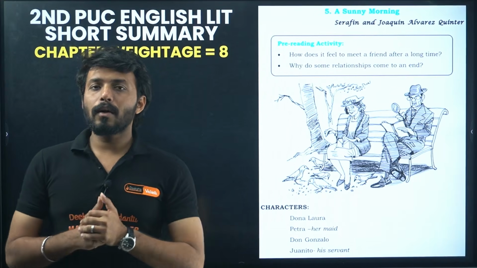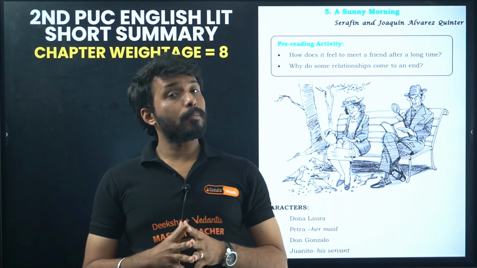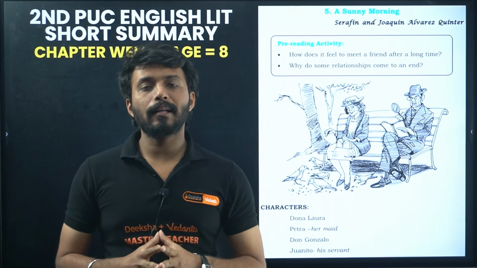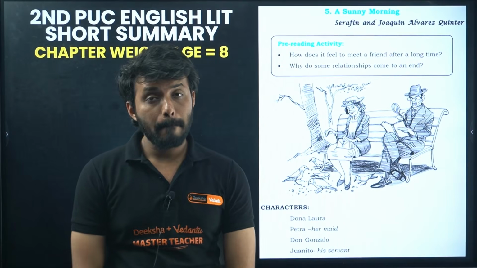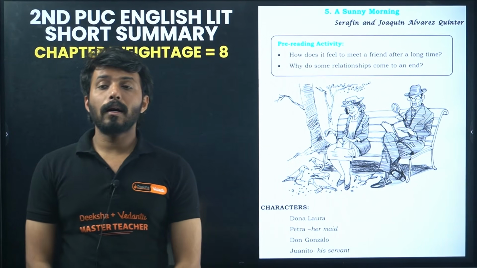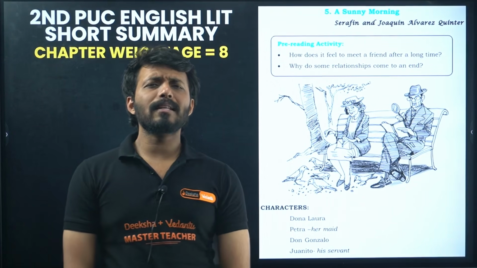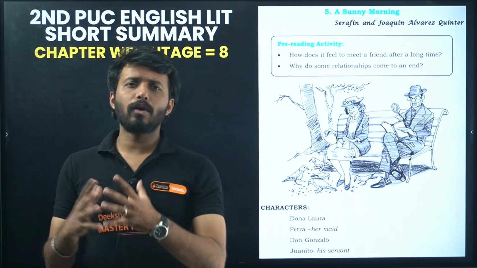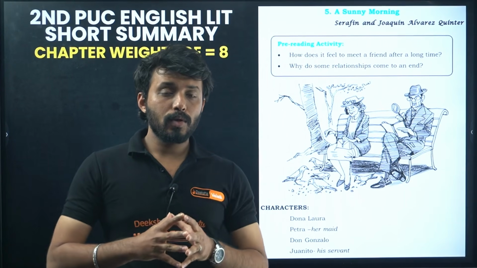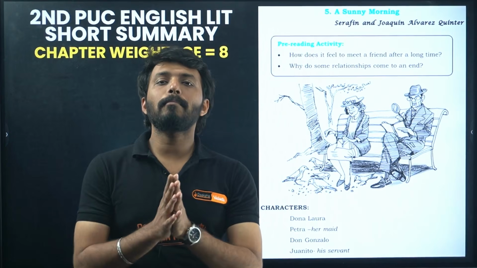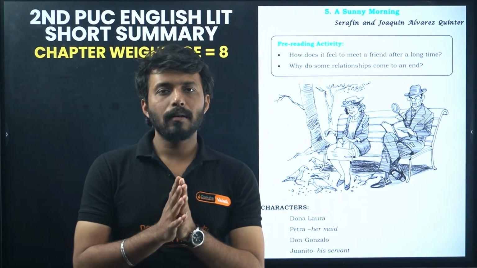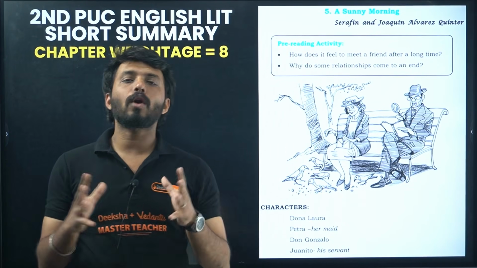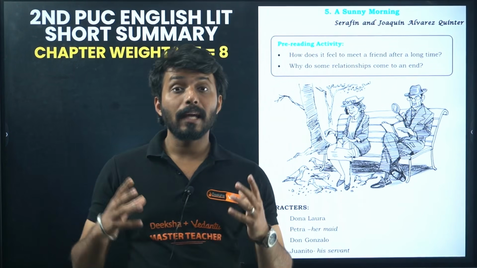And obviously, Donna Laura, who was peacefully minding her own business, does not like the fact that Don Gonzalo shooed the pigeons away. So as soon as this happens, the first impression that Donna Laura has of Don Gonzalo is not very good. So the first meeting of the 2 of them does not end well, because they do not like each other's personality initially.